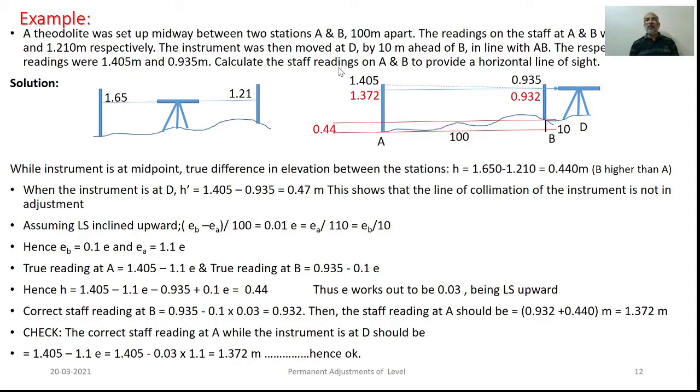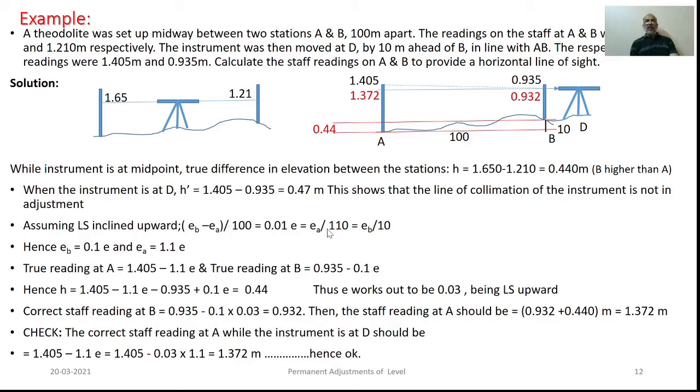So let's compute the staff readings on A and B so that the line of sight is horizontal. When the equipment is at the midpoint, the true difference in elevation is worked out as 0.44 meter. As such, station B is higher than A. When the equipment is at station D, the apparent difference works out to be 0.47 meter. This shows that the line of sight is not in adjustment. So let's assume that the line of sight is inclined upward.